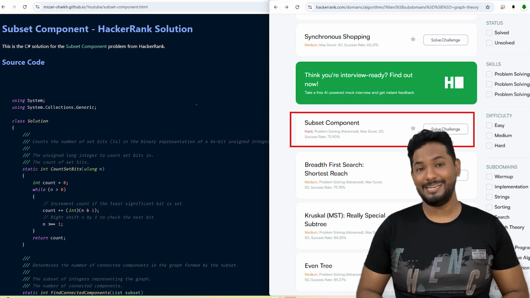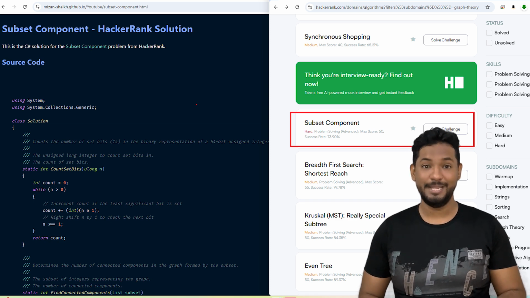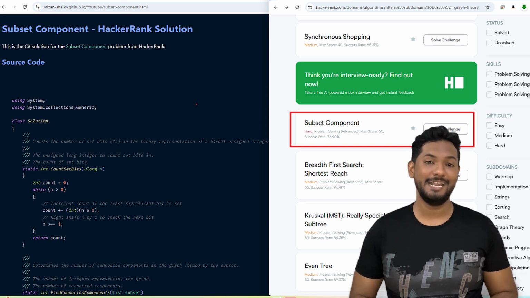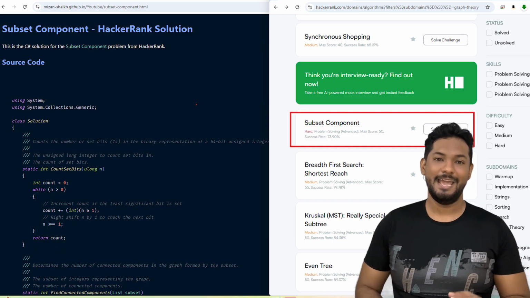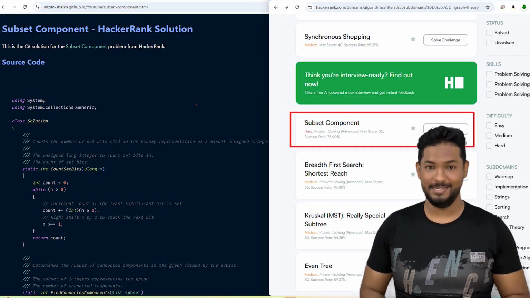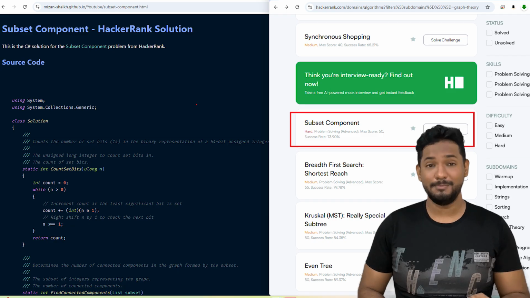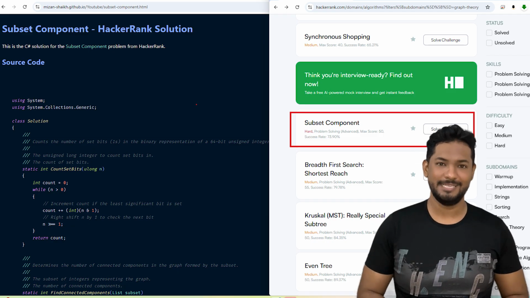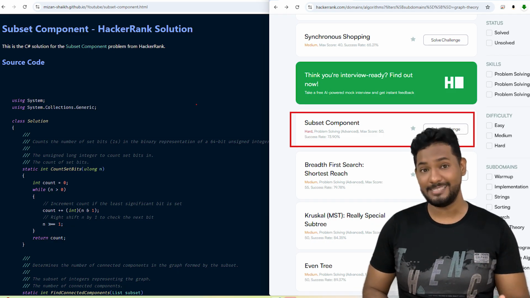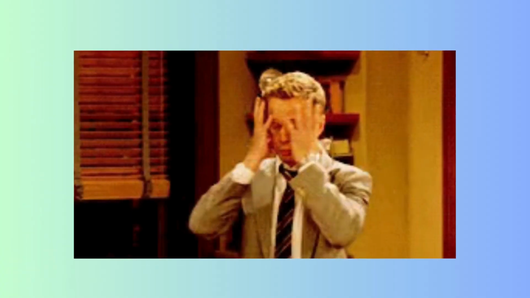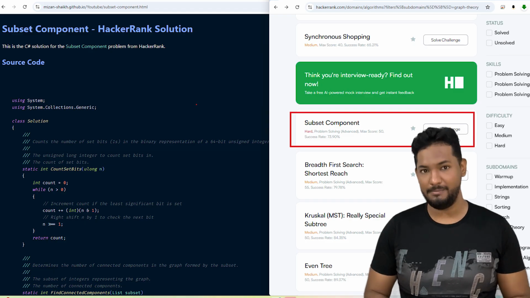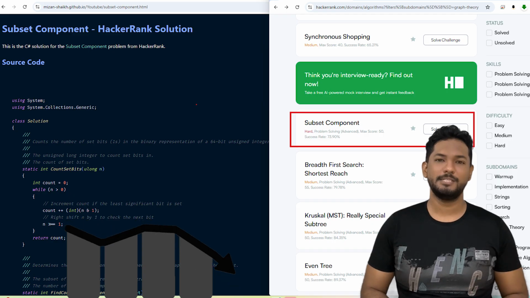Stick around. Alright, let's dive into the problem we are tackling today, the challenge of finding connected components in subsets of an integer. Now, at first glance, this might seem like just another coding challenge, but what's really fascinating is how we bring together concepts from graph theory and bit manipulation. So let's break this down step by step.